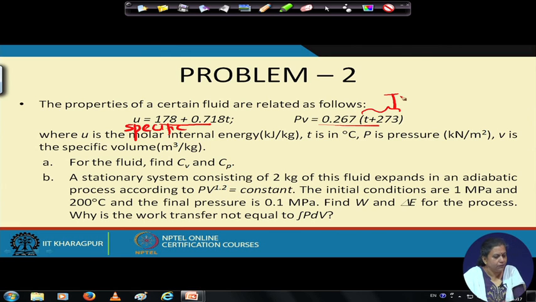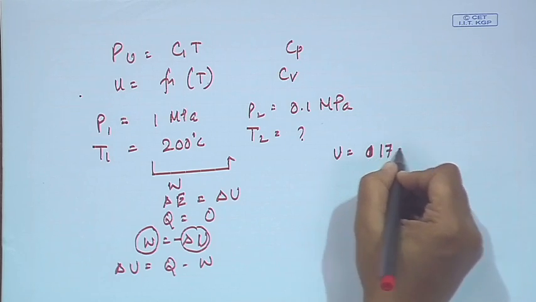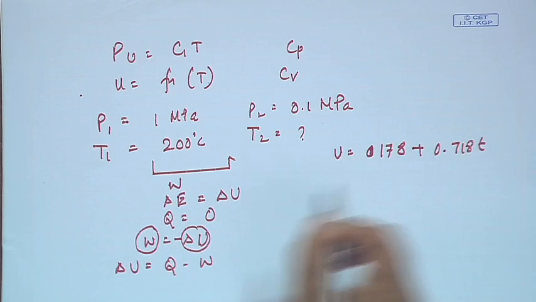Now, we can do the first part first, or even if the first part is not given, you will find that unless you find out Cp or Cv, one of them, it is difficult for you to compute the second part. So first let us concentrate on the first part, and then we will see how the information we have gathered from the first part helps us to solve the second part of the problem. What is given here? Let me write it down. It is given U equals 178 plus 0.718 T in degree centigrade.